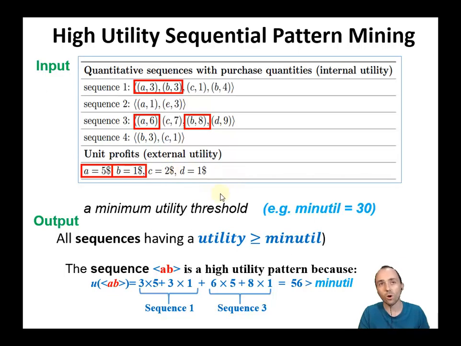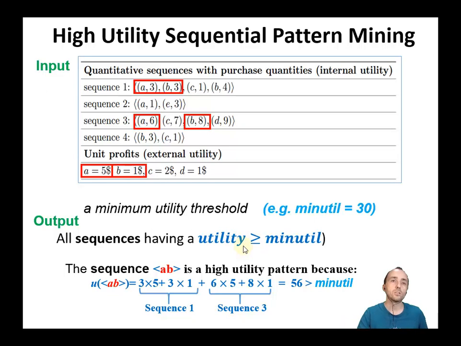So the goal now is to find the patterns, some subsequences that appear in this database that make a lot of money or have a high utility. So to do this, we need to set a parameter called the minimum utility, such as 30 here in my example. And the goal is to find all the sequences of items or events that have at least $30 of utility.